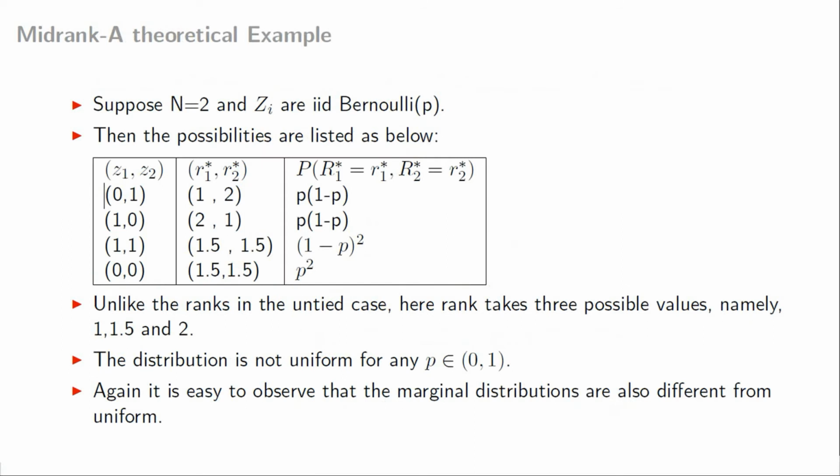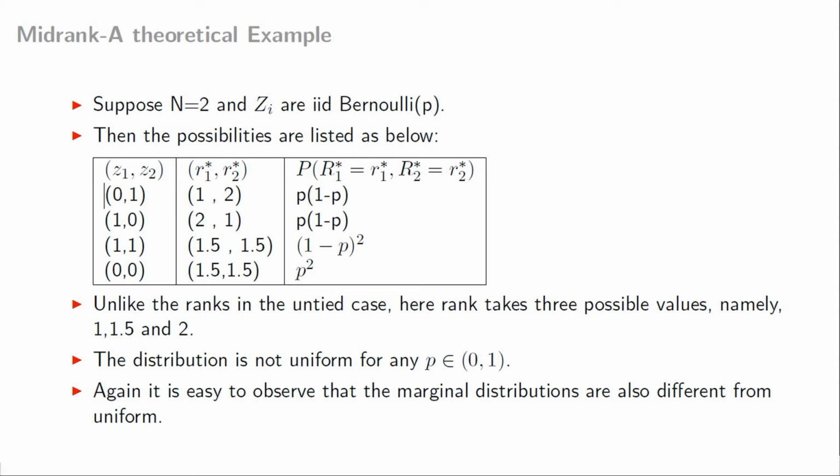So now we shall give a theoretical example on the distribution of midranks, because we have seen that the distribution of ranks when there are no ties is discrete uniform. In this case we shall illustrate whether the distribution remains uniform or is something different from uniform.